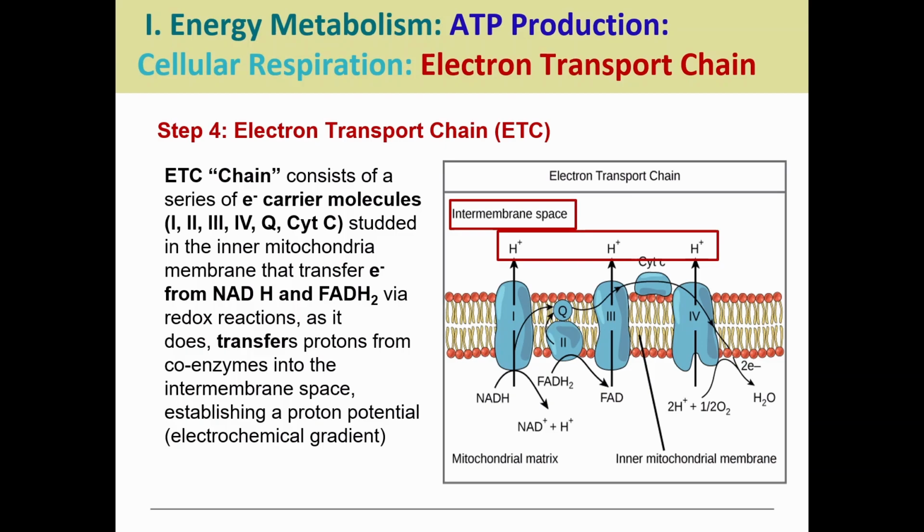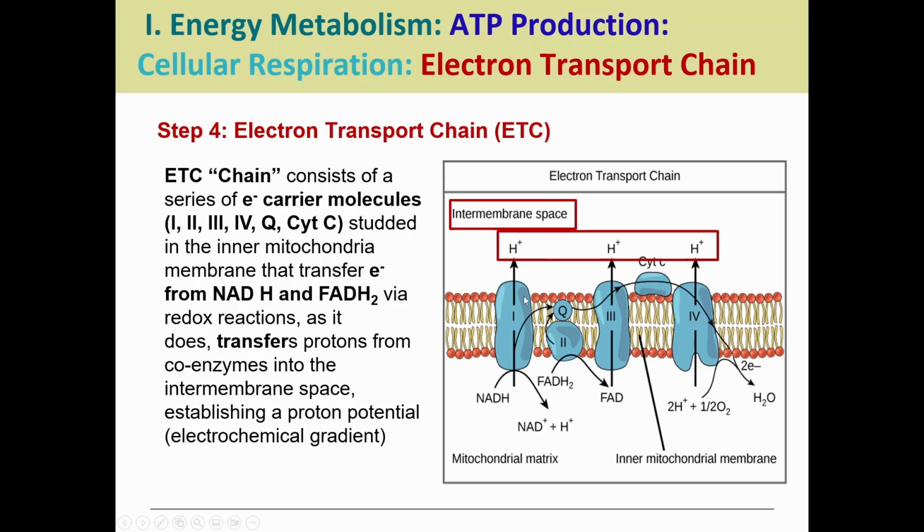So why do we call it a chain? Now, I don't expect you to remember the details here, right? But we want to at least understand what's going on. So we call it a chain because there are multiple carrier molecules all in a row, right? We have 1, 2, 3, and 4, and cytochrome C. So we have this chain of these proteins all in a line, right? 1, 2, 3, 4, Q, and cyt C, which is cytochrome C.